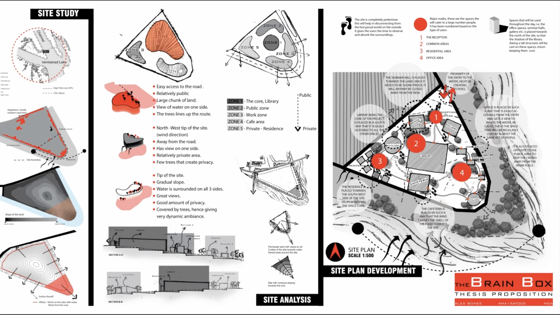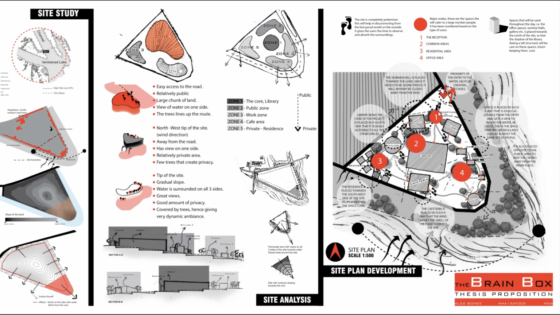When we talk about the placement of the individual spaces, the seminar hall is placed towards the land since it needs to be soundproof, and hence will anyway be closed away from the view. The library, being the core of this project, is placed in such a way that it is easily accessible to all the other spaces.